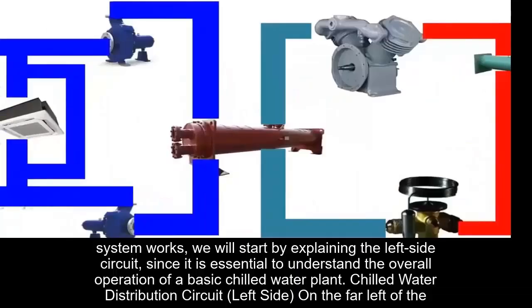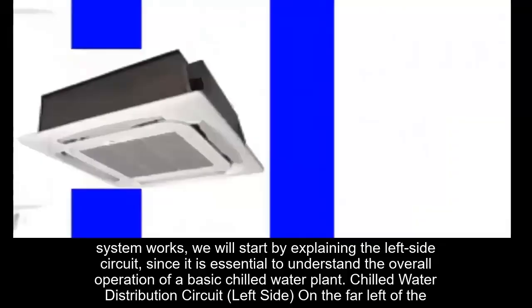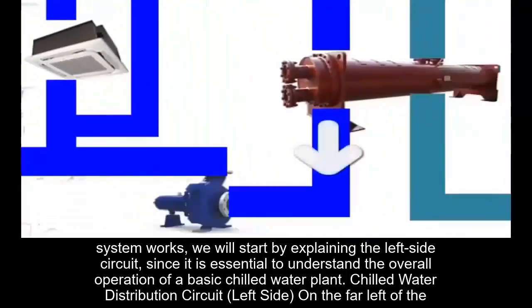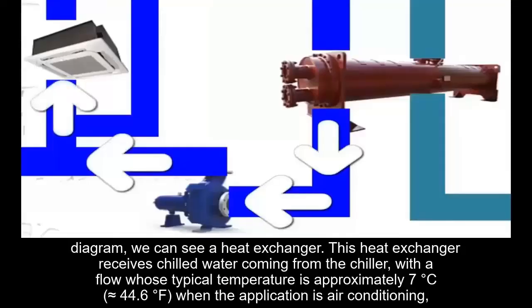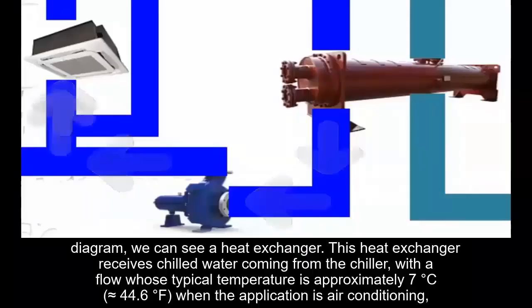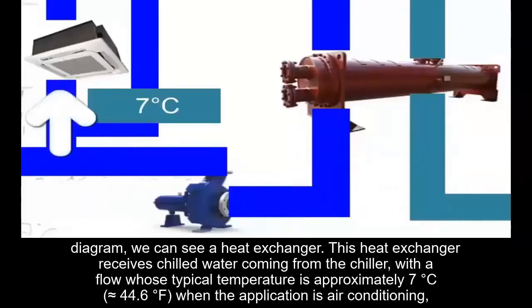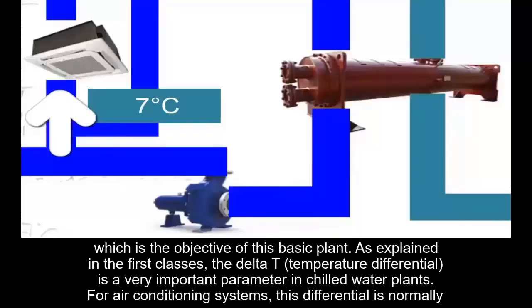Chilled water distribution circuit, left side. On the far left of the diagram, we can see a heat exchanger. This heat exchanger receives chilled water coming from the chiller with a flow whose typical temperature is approximately 7 degrees Celsius or 44.6 degrees Fahrenheit when the application is air conditioning, which is the objective of this basic plant.